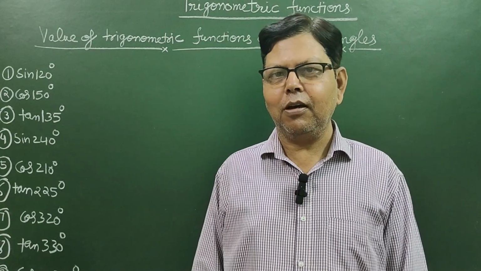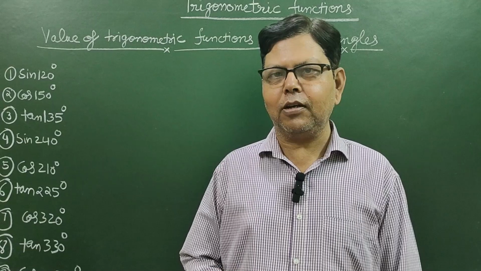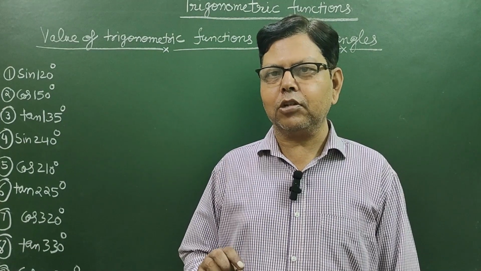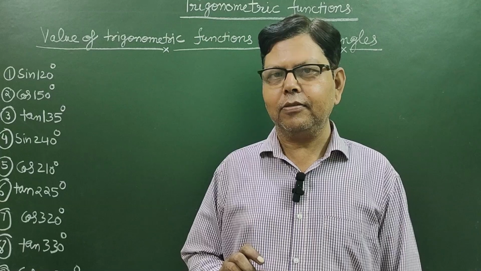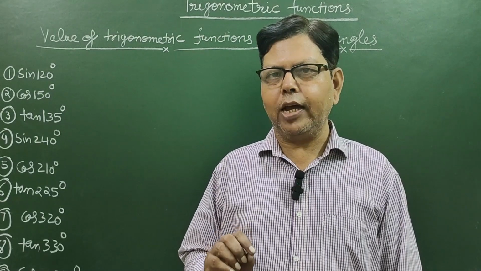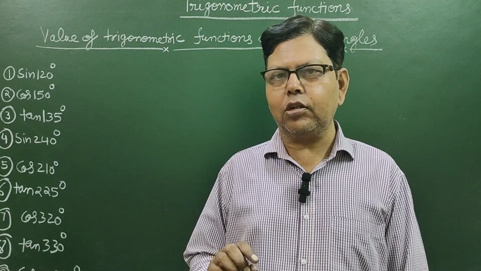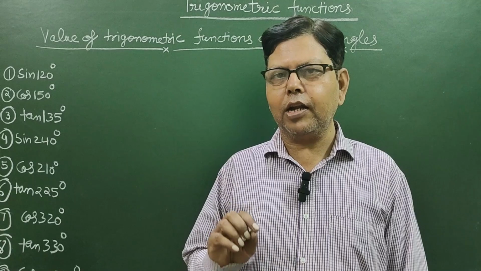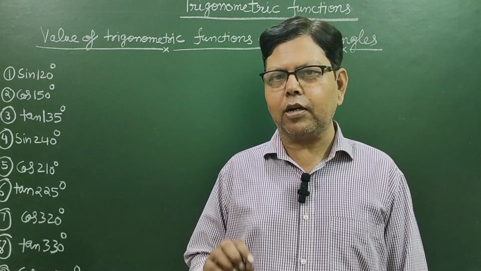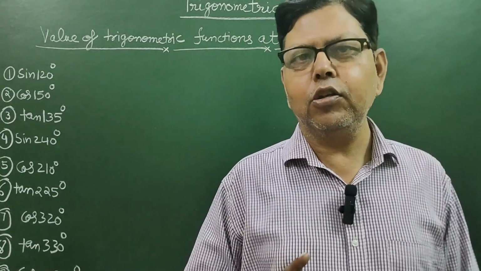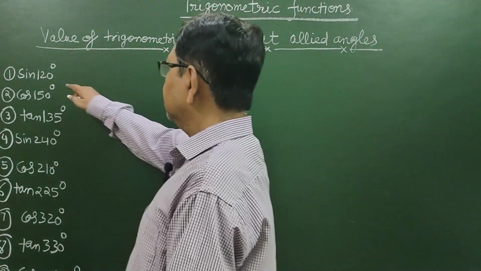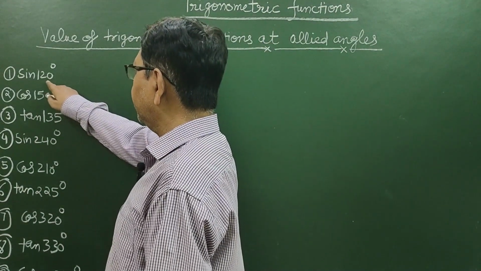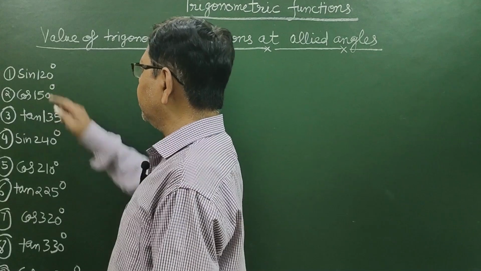Students, you all are familiar with the trigonometric values of angles in the first quadrant. Today I will tell you how to evaluate the value of the angles if it lies in the second quadrant or third quadrant or fourth quadrant using the allied angles. So first let us take this angle, sine 120 degree.